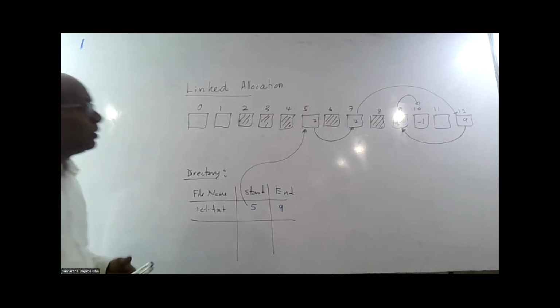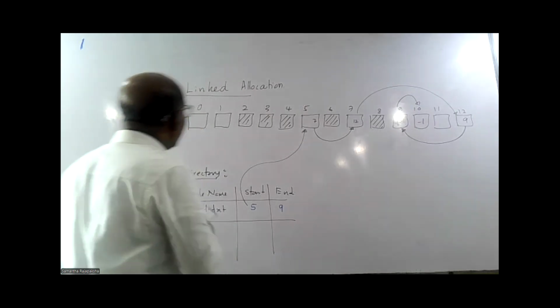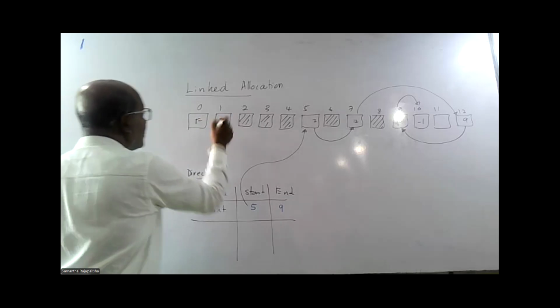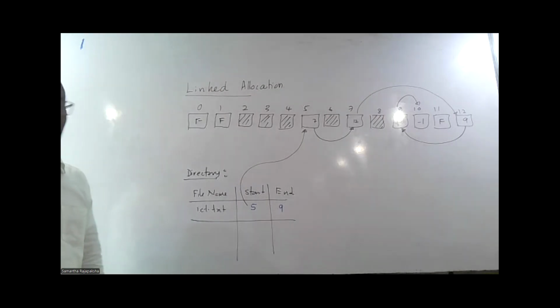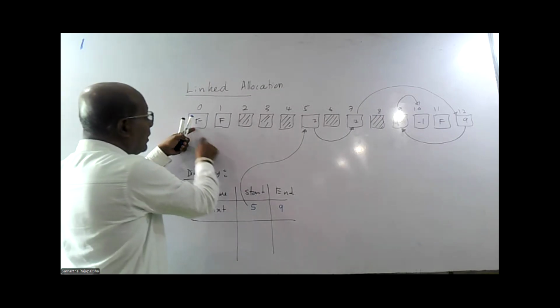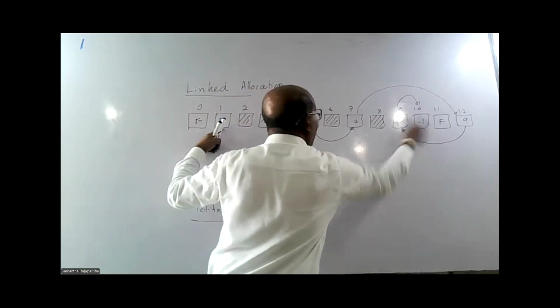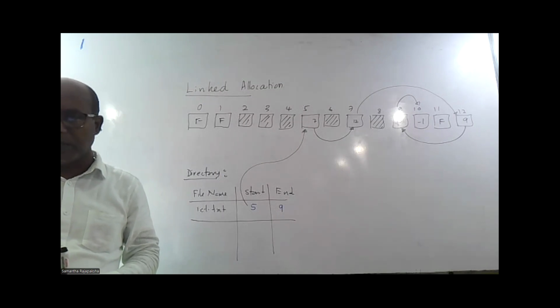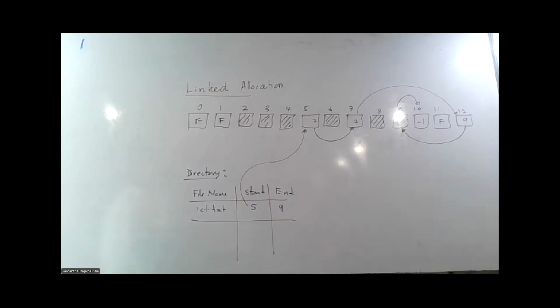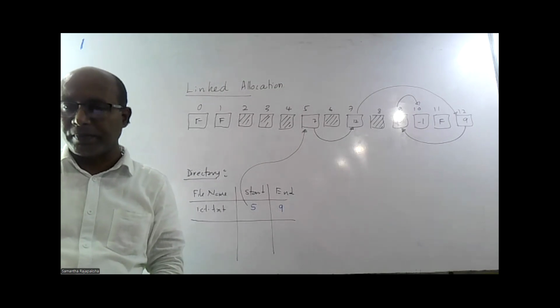Okay, then the first problem is solved. Now let's say this one is free, this one is free, and this one is free. If a file needs 3 blocks, can we allocate these 3 blocks? Yes, then we don't get the external fragmentation problem. What we have to do is get a link to the first one, put a link to this one, and put a link to this one. That's all. No external fragmentation problem.